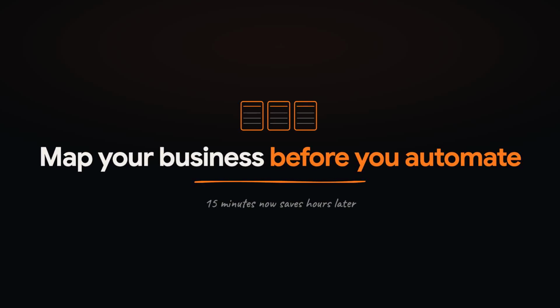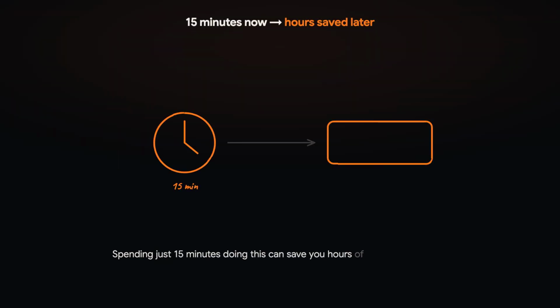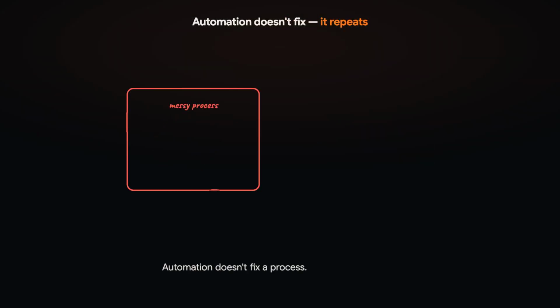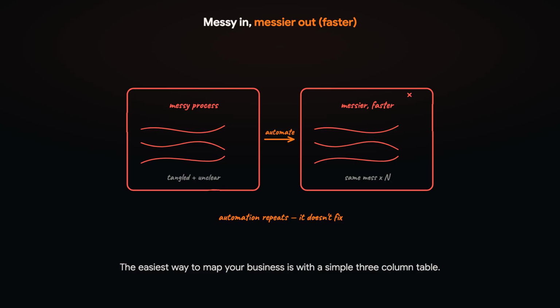Let's talk about why you should map your business before automating anything. Spending just 15 minutes doing this can save you hours of building the wrong automation. Automation doesn't fix a process, it repeats a process. If the process is messy, automation simply repeats the mess faster. The easiest way to map your business is with a simple 3-column table.